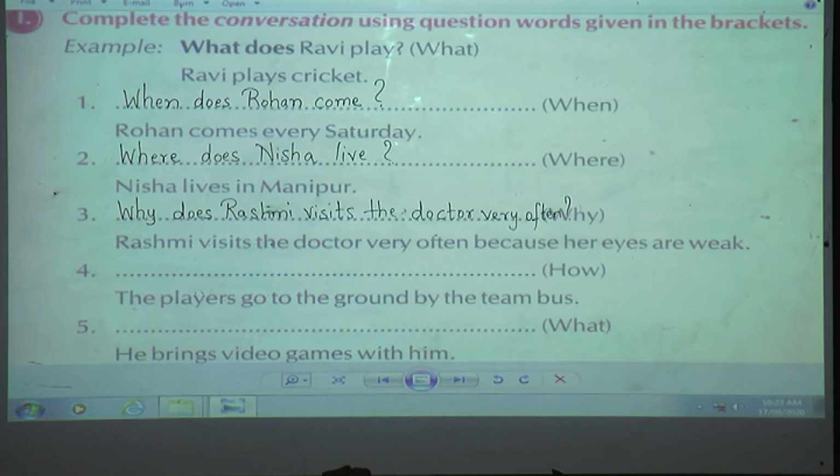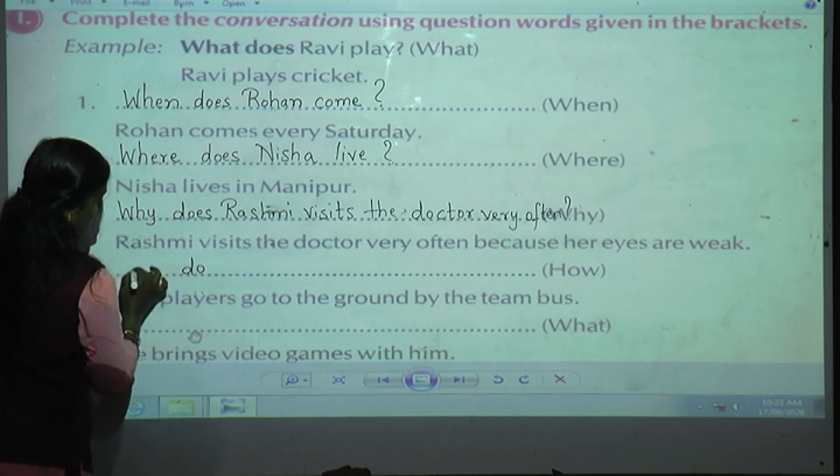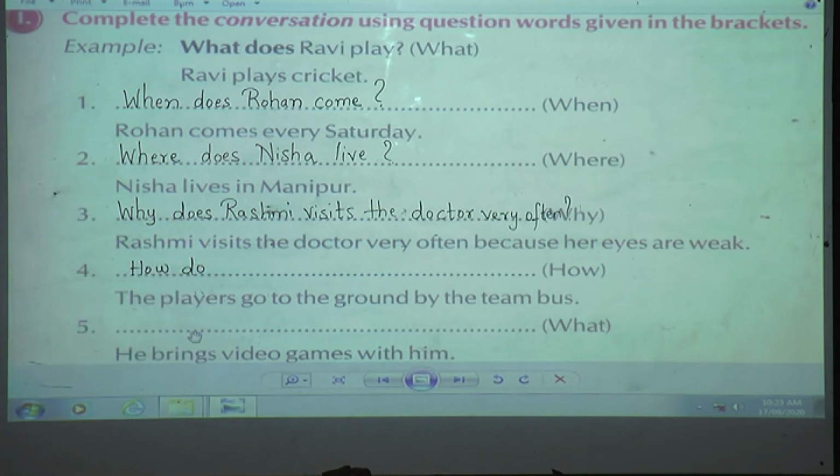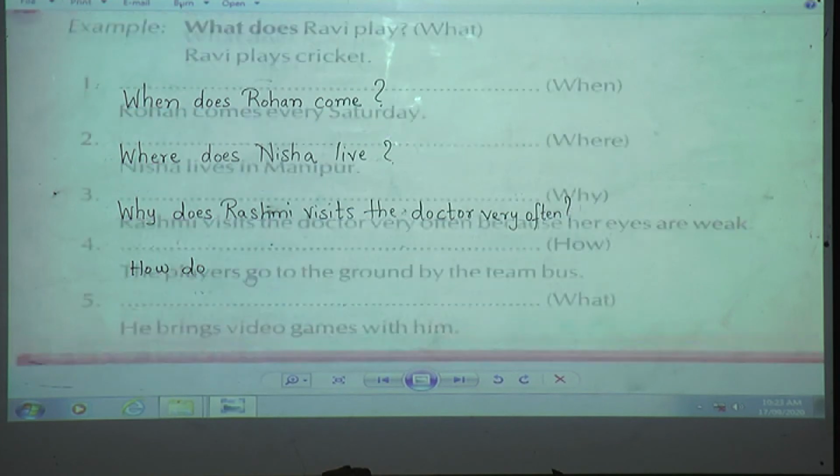Okay. Now here I can give you one hint. Here the players. Players is what? Yes, plural. So I am going to use do. How do? Got it? Here also he brings. What is the hint? What? As it is singular, I am going to use he. So here only I am going to use do. How do. Got it? So in this way we have finished with this lesson.